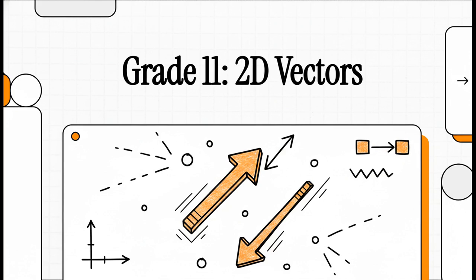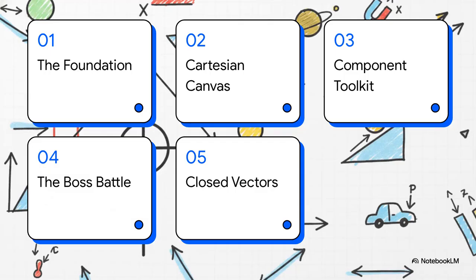Now, if you've ever felt completely overwhelmed by forces pulling in a million different directions all at once, you are in the exact right place. We're going to visually break this down step by step, using the exact guidelines straight from your CAPS documents. We've got a really clear roadmap for today. We'll start with the foundation and definitions, move on to the Cartesian canvas, build up our component toolkit, tackle a boss battle past paper, and wrap it all up with closed vector diagrams.